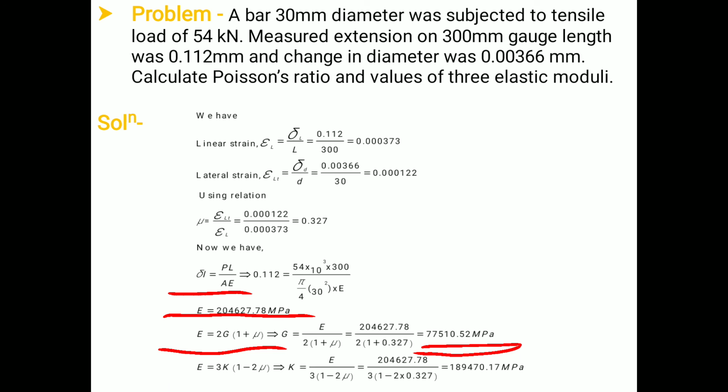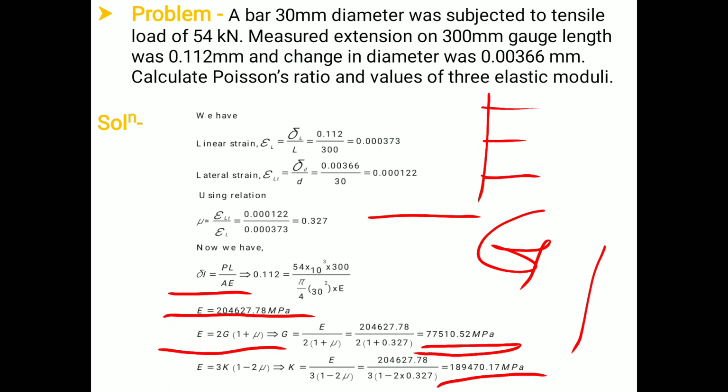Now by using the relation E equal to thrice K into 1 minus twice mu, we can find out the value of K also. On putting all those values from the data and from the calculated values, I have the value of K, which is 189470.17 MPa. Here we have found out the value of mu also. We have found out the value of 3 elastic moduli E, G, and K. Thank you.